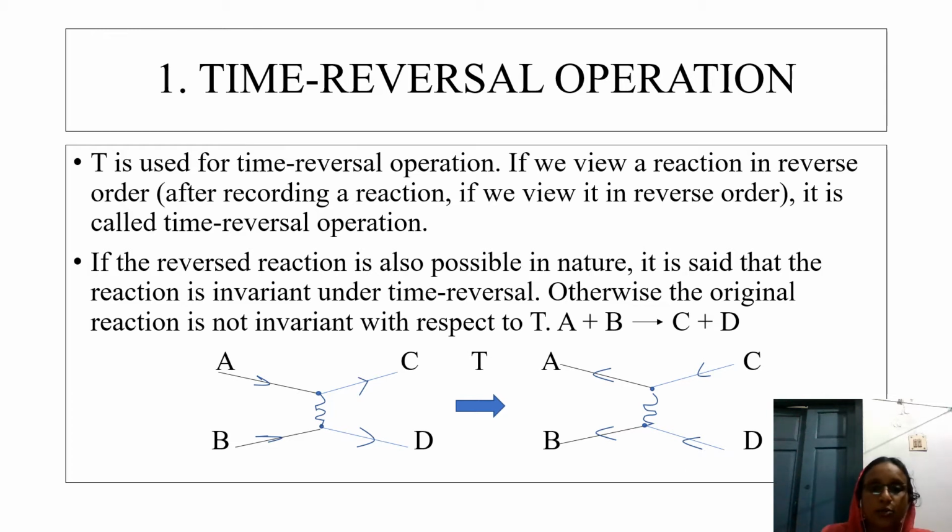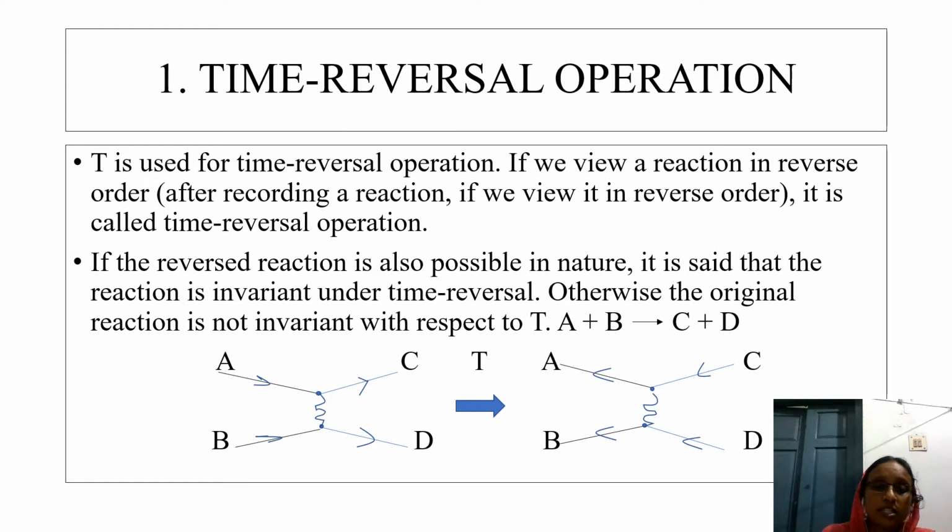For example, here you can see that two particles A and B interact and form C and D. In this diagram, A and B interact with each other and form C and D. Under the time reversal operation, once we record this event and view it in reverse order, it looks like this: C and D, these two particles, interact and form A and B.